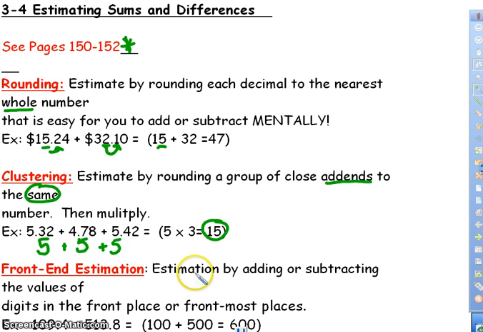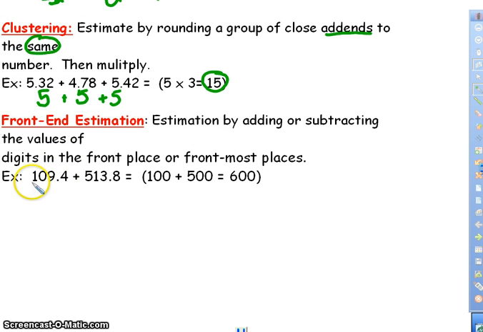For front-end estimation, you estimate by adding or subtracting the values of the digits in the front place or frontmost places. So I'm going to estimate the 1 and the 5. It's 109.4, so it's easy just to change that to 100. And 513.8 is easy to change to 500. So I'm just going to do front end, which means the front number should be the only non-zero number. 100 plus 500 is 600, and that's how we do front-end estimation.